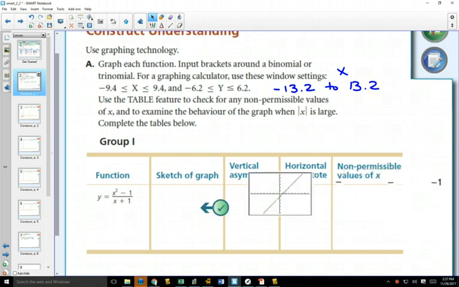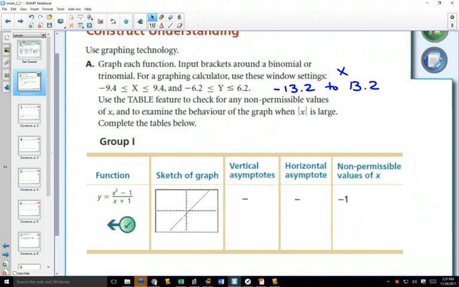If you've set up your window correctly, when you graph it, it's going to look like a straight line, but if you look carefully, there's a hole in the line. So you can put arrows on the end of your sketch, and you should notice a hole in your line.